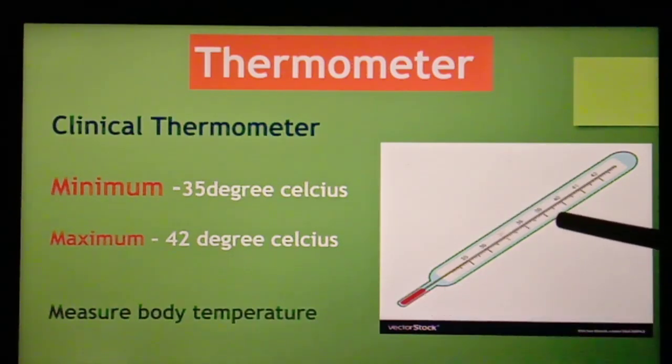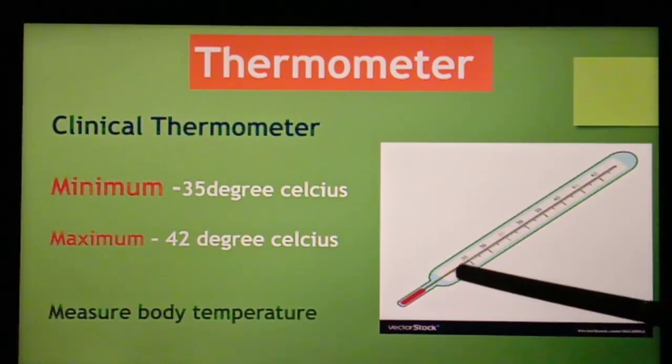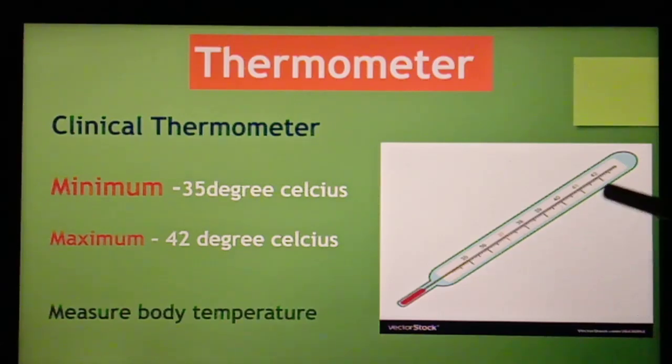It has a long narrow tube made of glass, which has a scale on it. And this scale runs from 35 degrees Celsius to 42 degrees Celsius. As we all know, the normal human body temperature is 37 degrees Celsius. That's why the clinical thermometer only has the 35 to 42 degrees Celsius scale on it.